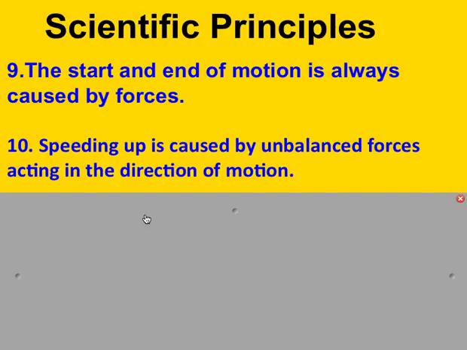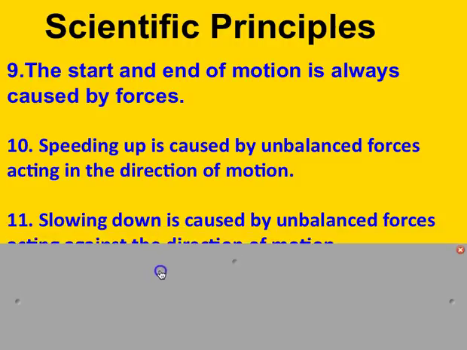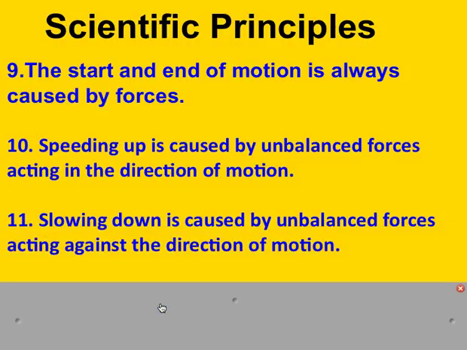10. Speeding up is caused by unbalanced forces acting in the direction of motion. So speeding up is caused by unbalanced forces acting in the direction of motion. And finally, 11. Slowing down is caused by unbalanced forces acting against the direction of motion. So again, make sure you have these 3 scientific principles in the scientific principles section of your book. And it should be stapled in the back. I think a lot of you stapled it in the back so you wouldn't lose it.